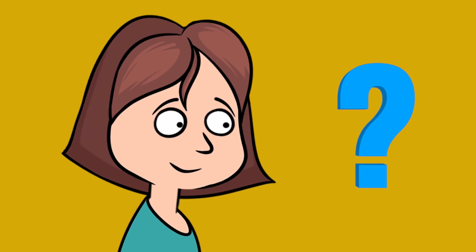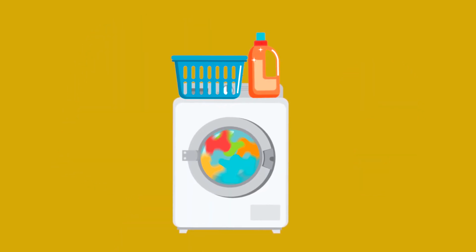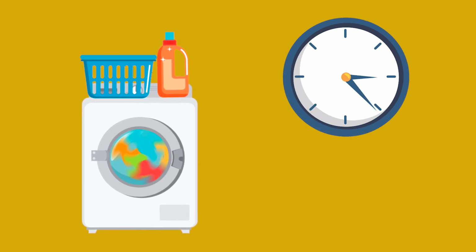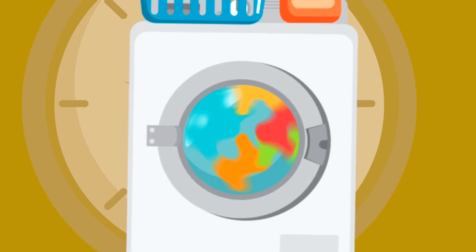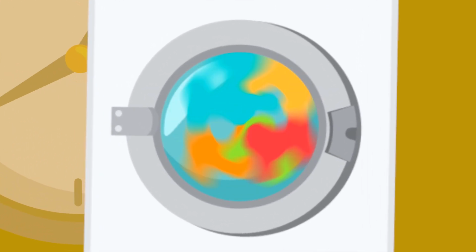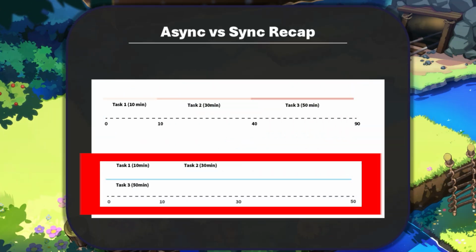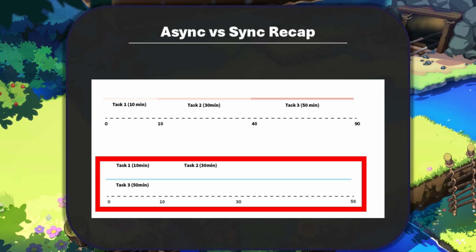Well, maybe not. Let's consider if we had a washing machine. Does it make sense to wait on the laundry when we could turn on the machine at the beginning and just let it run? We can turn on the washing machine and then work on other chores to make better use of our time. Take a look at this image. This is a good example of an asynchronous system.